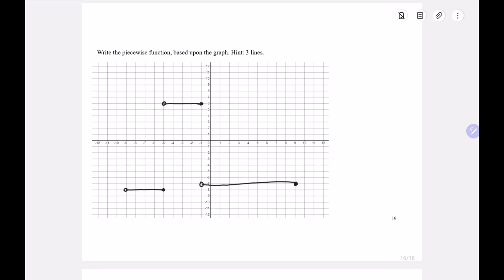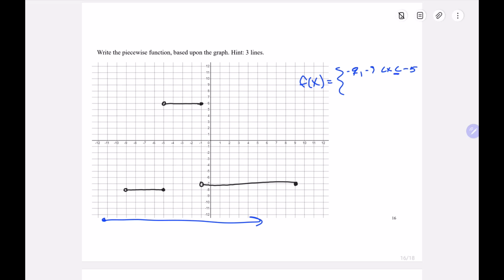So now we're going to want to write the piecewise function based upon the graph. For a piecewise function, we want to make sure that we're looking at it from left to right. So we can see that for this first chunk, we're at -9, -8, and we are going over to -5, 8. And since we're looking at domains, for our first domain we're going from -9, so -9 is less than x and then less than or equal to -5, because we're including our -5.